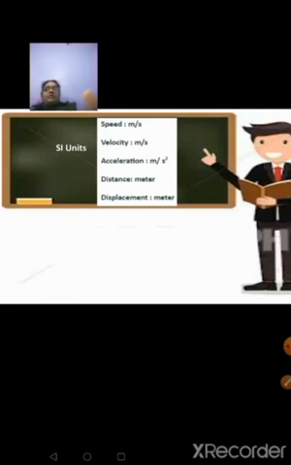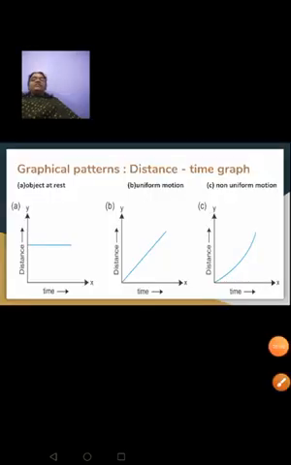Let me tell you once again, the SI unit for speed is meter per second. For velocity it is also meter per second. The SI unit for velocity and speed both means the same. Acceleration is meter per second square. Distance is only meter. Displacement is meter. Distance can be measured in kilometer per hour also, but when I tell you SI unit, it is talking about meter here. Clear?